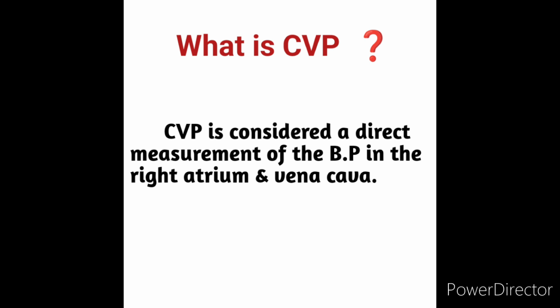In case of elevated CVP, what will happen? Elevated CVP is associated with an increased risk of mortality and AKI, acute kidney injury, in critically ill adult patients admitted to the intensive care units.